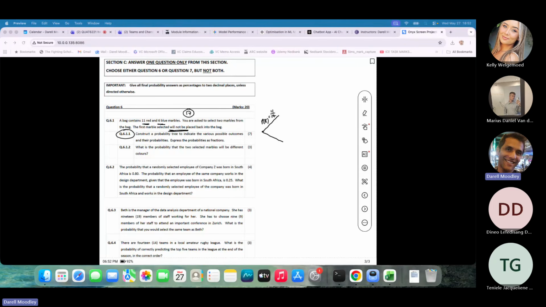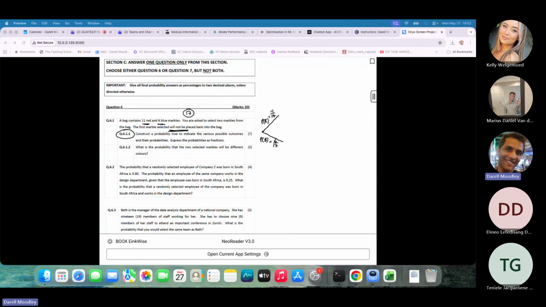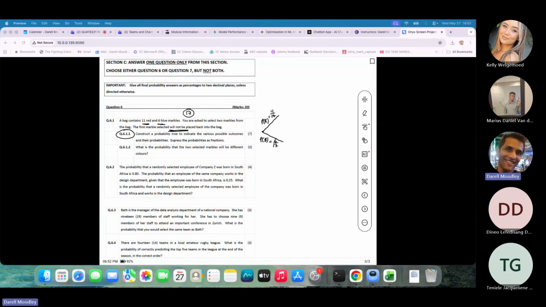And in a similar way, you could choose a blue marble with a probability of 6 over 17. Now that's in your first draw. So everything that I'm doing here, I'll draw a vertical line down here. This is your first draw. All right, that's your first draw. Now after that, this is your second draw. Now remember, the question tells you that you will not place that marble back into the bag.